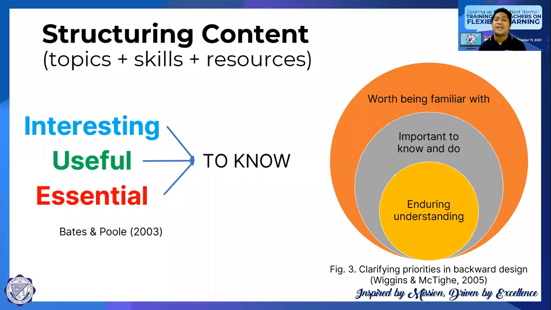At the same time, we need to consider this image on how we prioritize our contents. At first, we identify what are the contents that are worth being familiar with. Of course, that will be a large area of knowledge or a large area of content. From that, we can identify what are the things which are important to know and do for our students. And lastly, we can focus on what are the enduring understandings that we need our students to achieve.